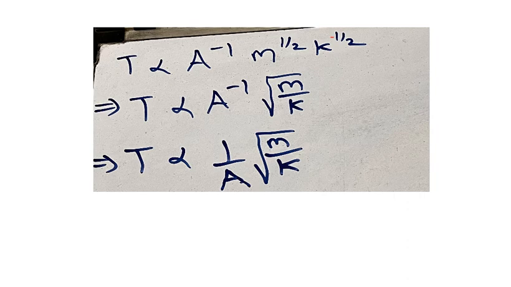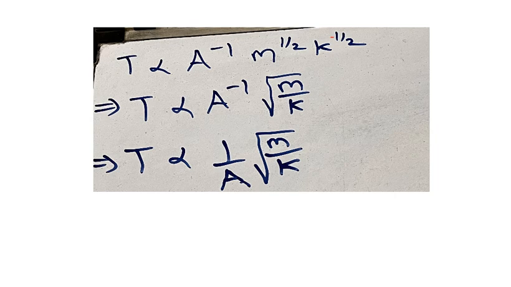This T is proportional to 1 over the amplitude multiplied by under root m over k. So this gives us a fair idea of how the time period of oscillation of the oscillator depends on these three physical quantities. So suppose if we are reducing the amplitude by half, then we know that the time period will double.